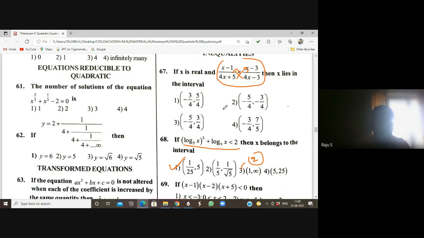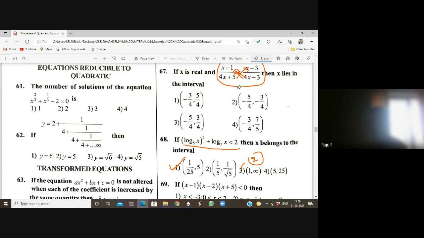Question number 67. Just cross multiply and take all the values to the left side. Is it difficult to cross multiply? x minus 1 into 4x minus 3 less than x minus 3 into 4x plus 5. You can take it to the left side and simplify.